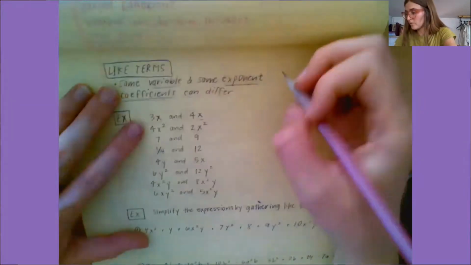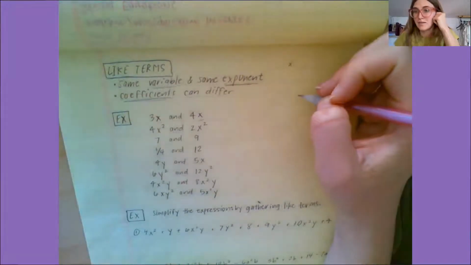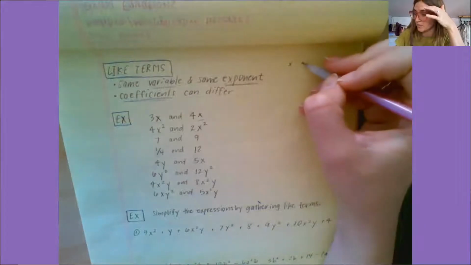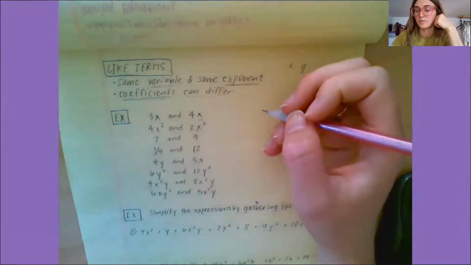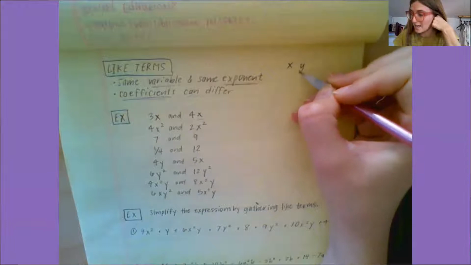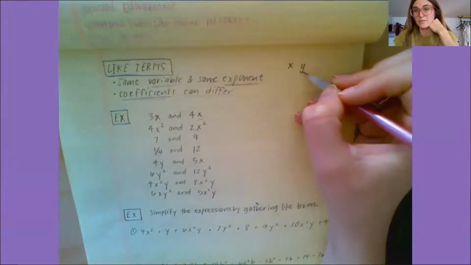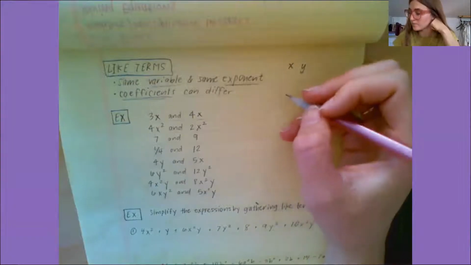A variable is going to be a letter that stands in place of a number. A lot of times we use X and Y, but you can use any letter you want. If we want like terms, they're going to have to be the same variable, the same letter. So X and Y are different. Those are not like terms.